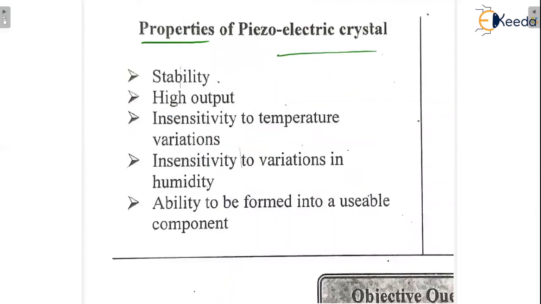Now, what are the properties of the piezoelectric crystal? It is very much stable, pretty stable. It has high output and insensitivity to temperature variations. Even though there are some temperature variations, it is not as sensitive as the other materials. And it's also insensitive to the variations in the humidity. As you know, the humidity in the atmosphere keeps on changing on an hourly basis. So it's also insensitive to the variations in the humidity, and the ability to be formed into a usable component is very high. So these are some of the properties of the piezoelectric crystal. Once again, these piezoelectric crystals are very much stable and give very high output, and they're also insensitive to the temperature variations and the humidity variations, and they have a very good ability to form a usable component.